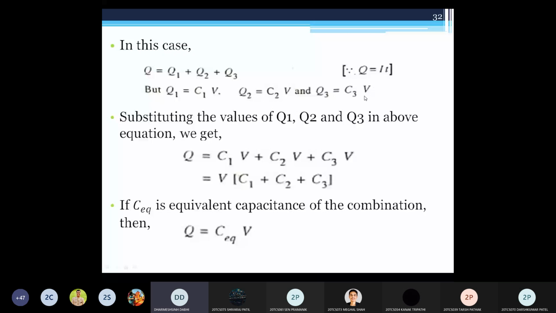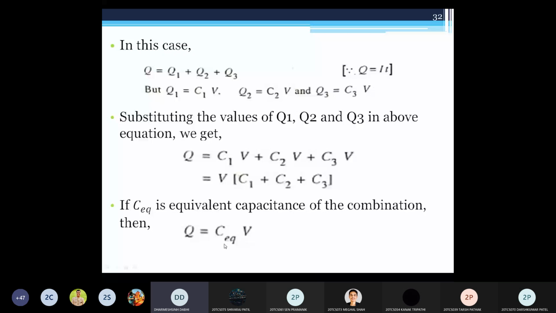Put all these three values in this equation. So you get C1 into V plus C2 into V plus C3 into V. Take the common V and put the value of Q. So Q is what? Equivalent capacitance of all the parallel connection into the voltage across this capacitor, which is the same, it is V. So it is C equivalent into V.